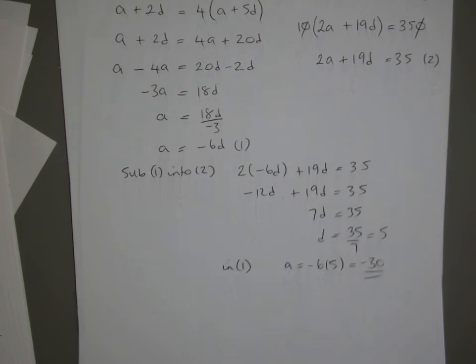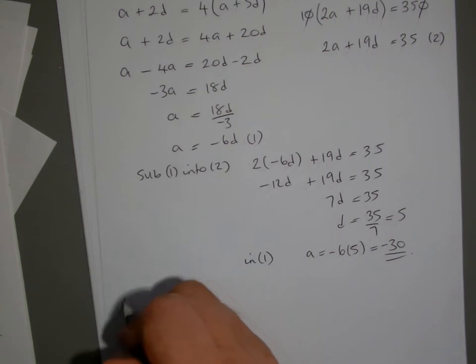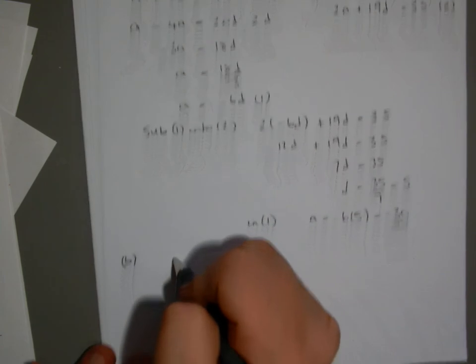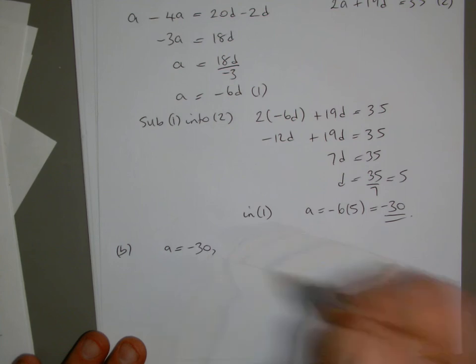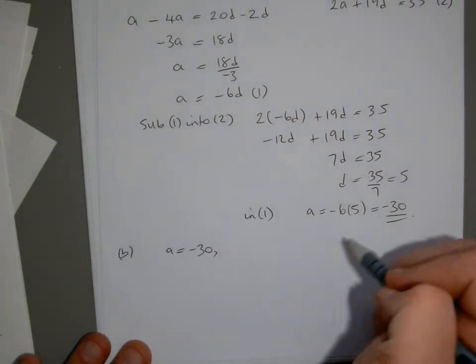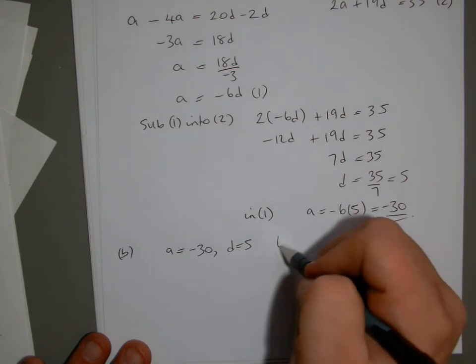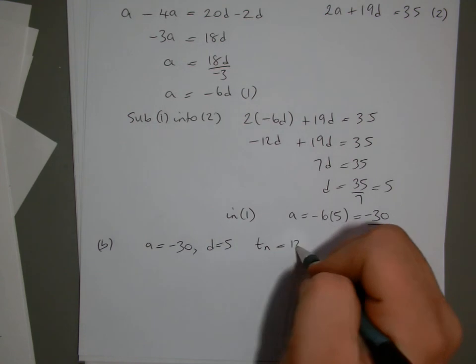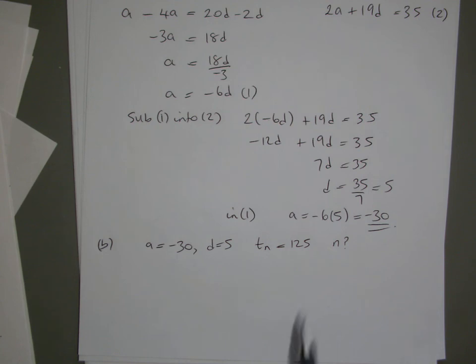So then in B then, it says, given that the nth term of the series is 125, find the value of n. Okay, so let's write down what we know again, right? So we know A is minus 30, and we know the common difference is 5, and they say given that the nth term, so in other words Tn is 125, what is n? Okay, so what we do then is we'll substitute into the nth term formula.